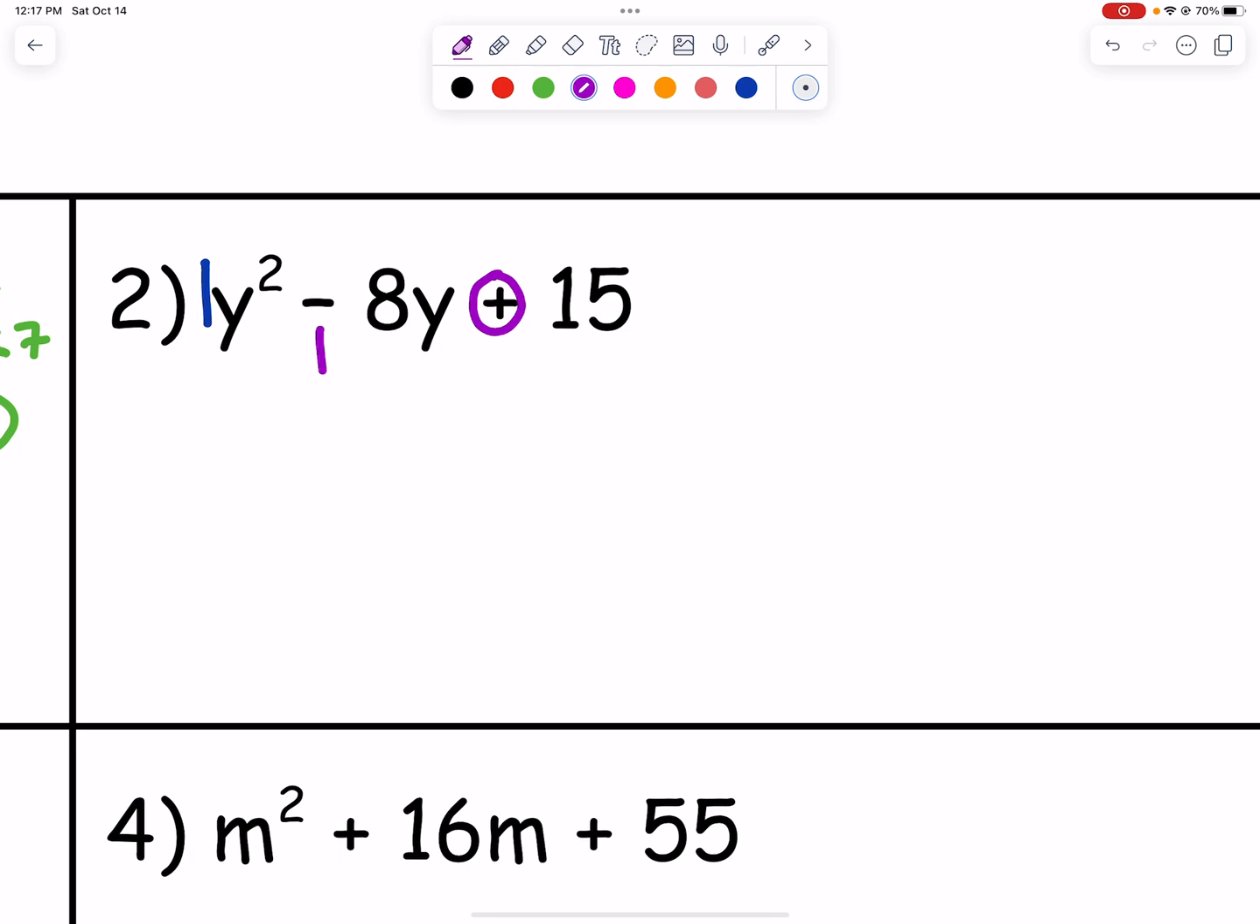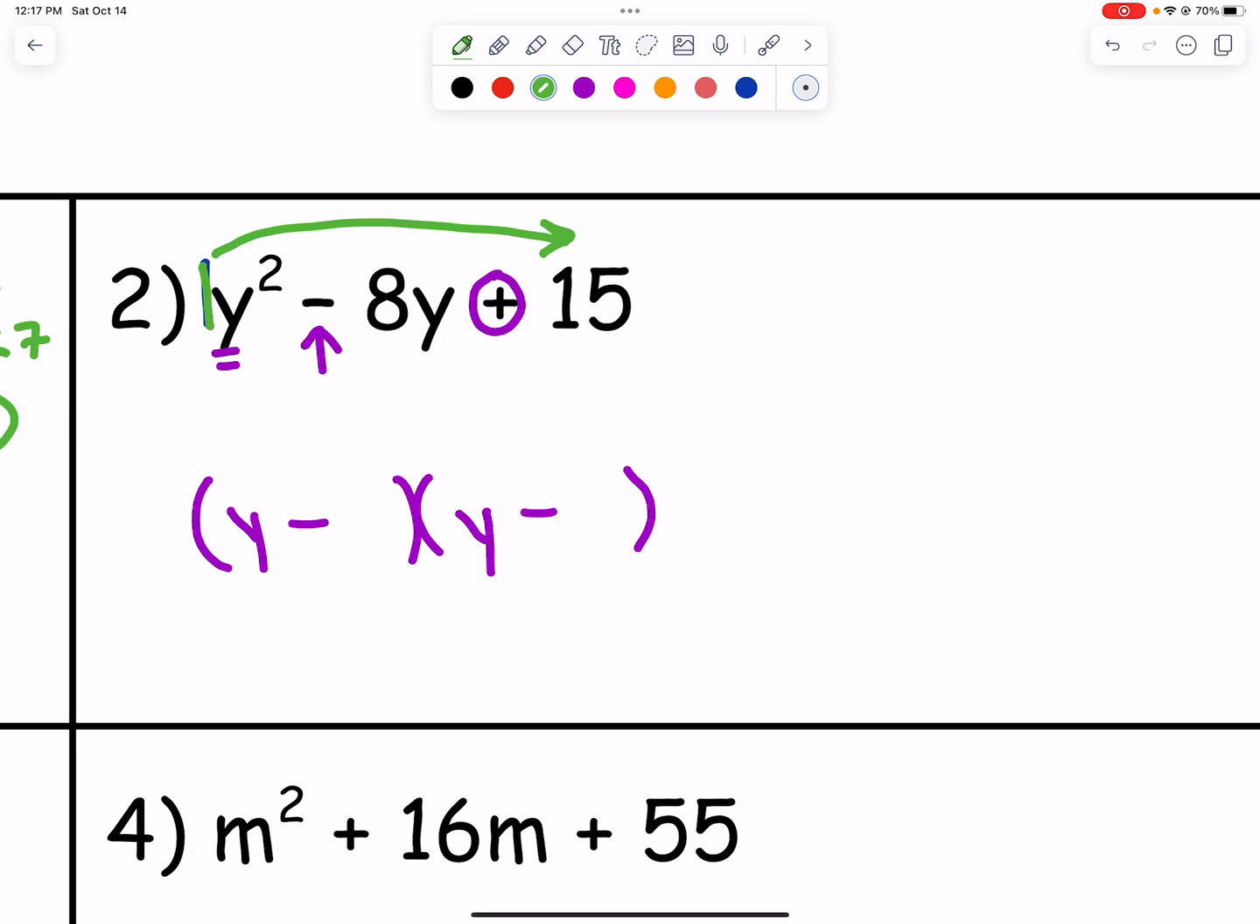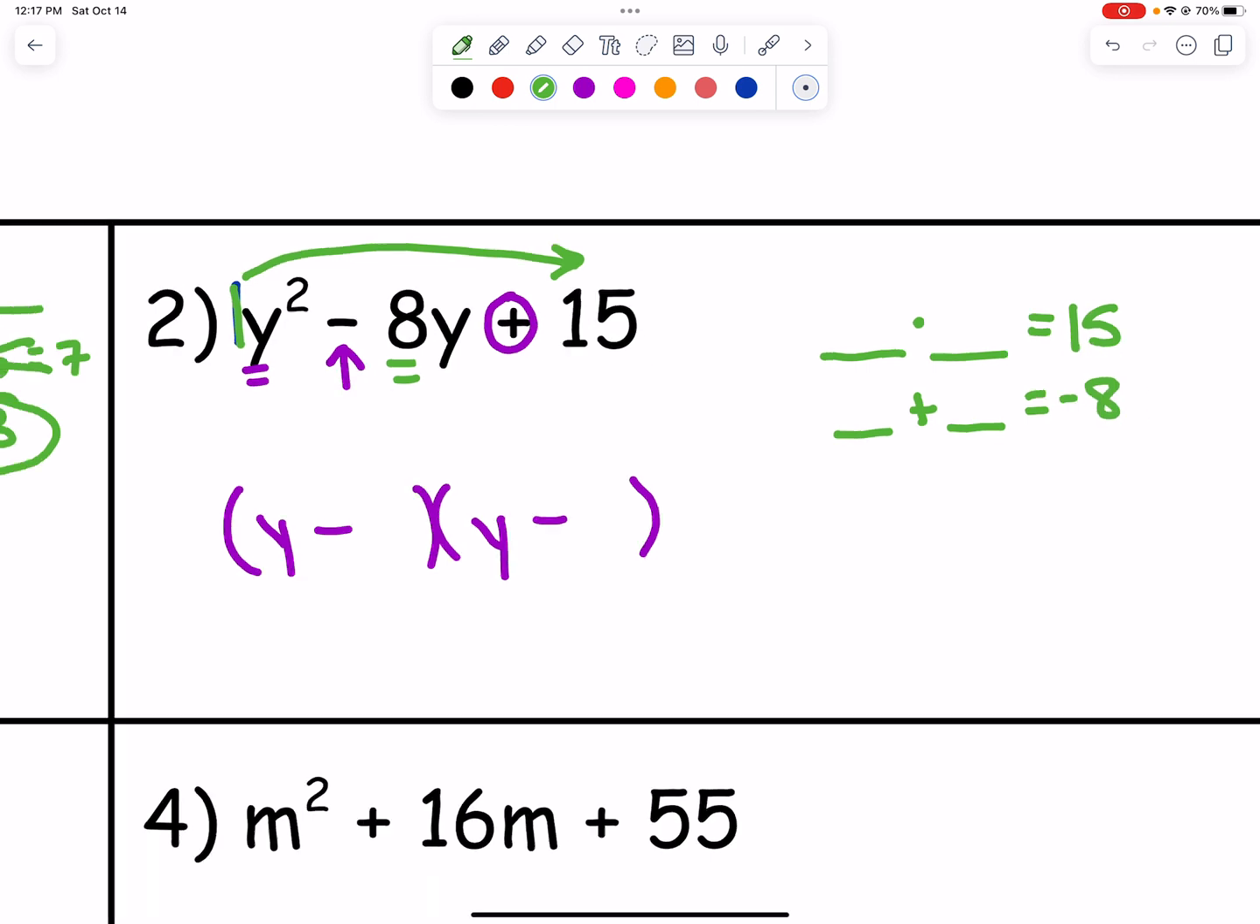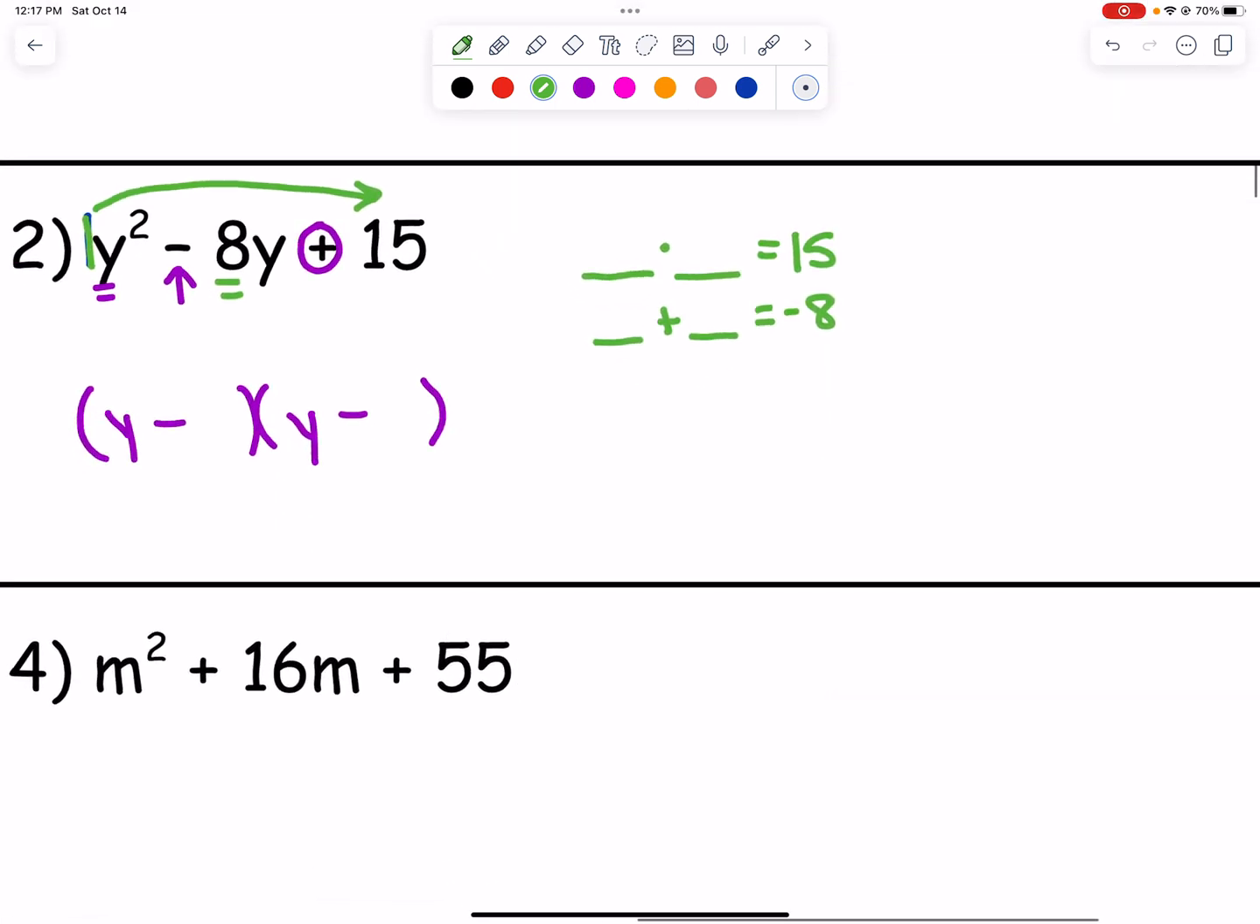So our signs will be the same as the first sign. So they're both going to be a minus. And you can always go ahead and put your variable in place for those first 2 terms of your binomial factors. Then we're going to take our a times c, which is 1 times 15. And 1 times 15 is 15. And then we got to multiply to get that value and add up to get the b value, which is negative 8. Notice we do put the negative with the 8.